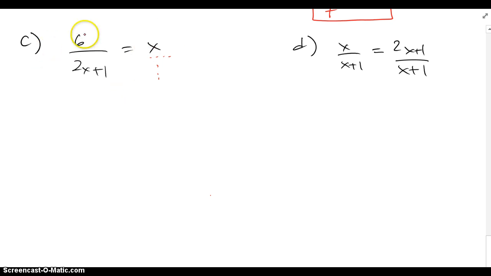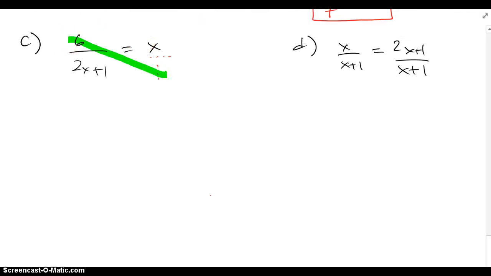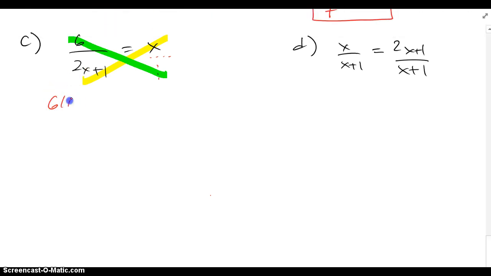So either the cross product or LCD both sides, it doesn't matter. You're going to get the same answer. Let's say I do the cross product of the two. That's going to give me 6 times 1 equals x times (2x plus 1). And that'll be 6 equals, distribute that, 2x squared plus x.